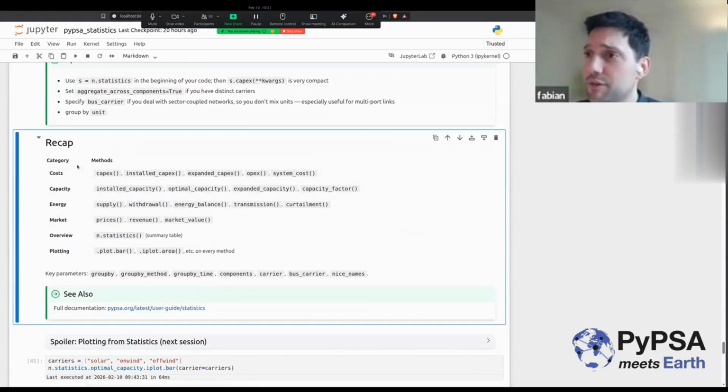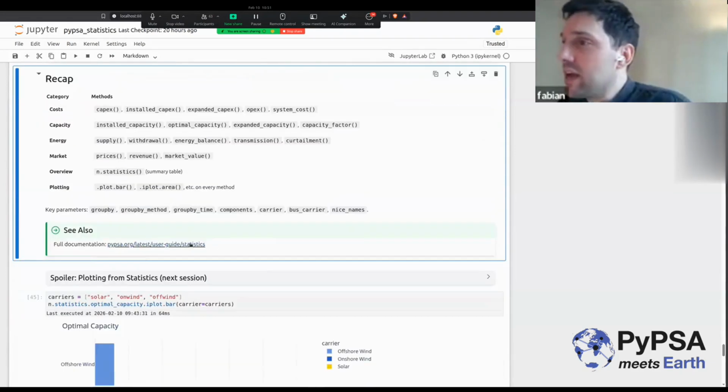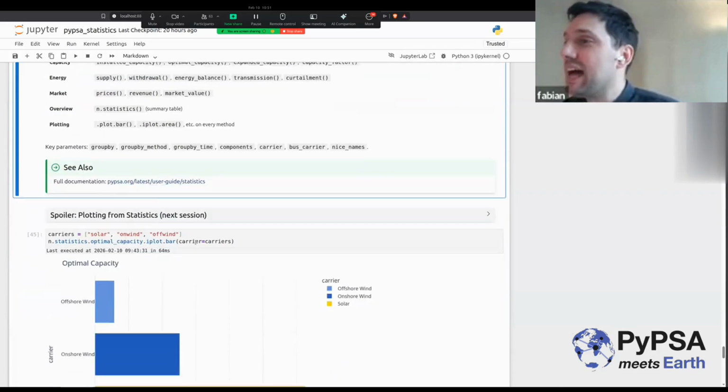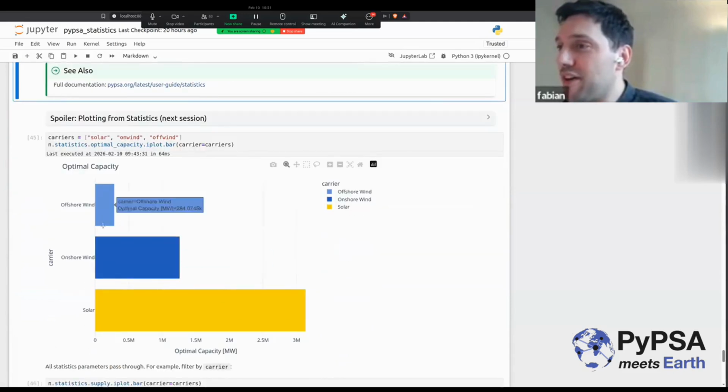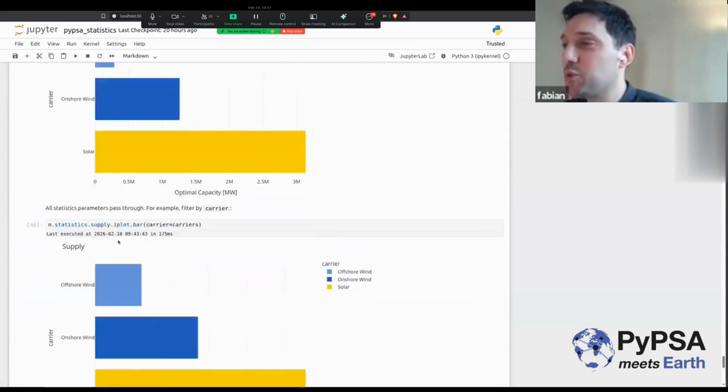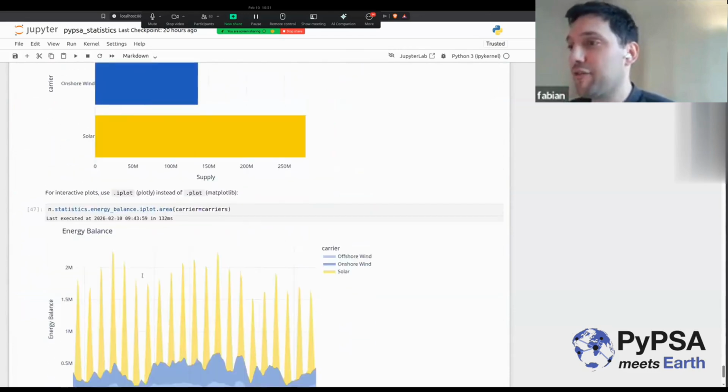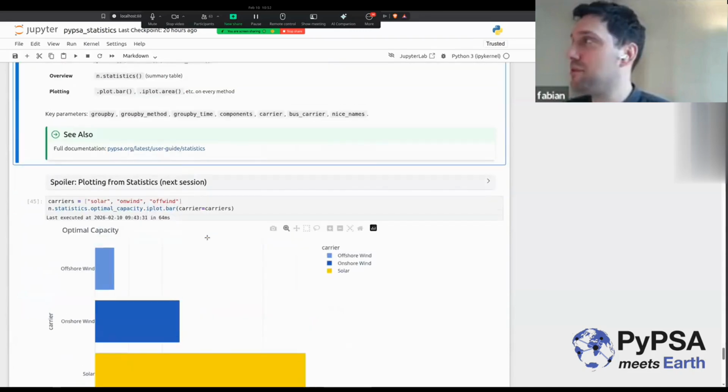Recap, we have all these different sub-modules in our statistics module related to the different fields that we're looking into. And you have a comprehensive guide in the PyPSA documentation. I really recommend to look at this. I guess we also have an example there. And now I want to go to the Q&A because we don't have a lot of time. As a very short spoiler, I wanted to show you how to plot, but I guess this is something in a follow-up that we discuss at a later point in time.